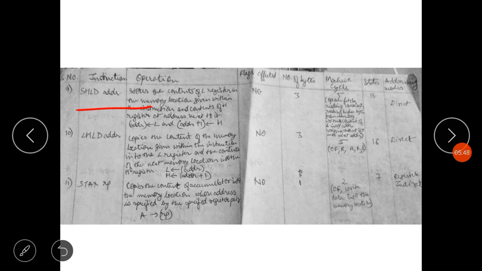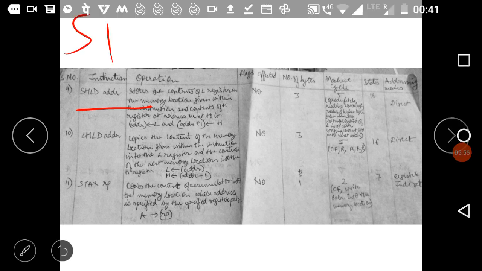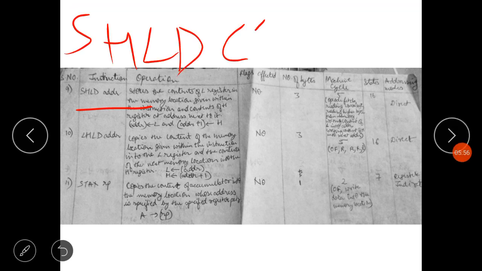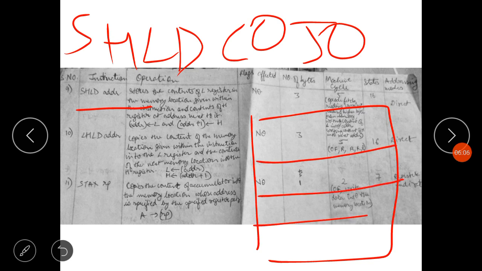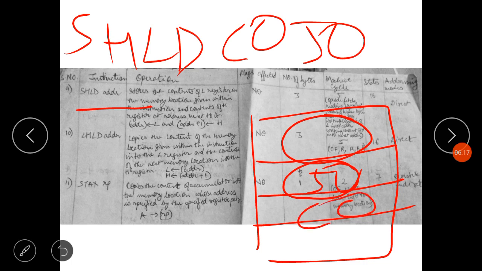Now during the time of execution of this instruction, what will the microprocessor do? It will fetch the opcode. Suppose SHLD, again I am taking the same example, SHLD C050H. When you give this instruction to the microprocessor, it gets stored in the memory. First the opcode of the instruction gets stored, then the lower byte, that is 50H of the address, and then the higher byte of the address.